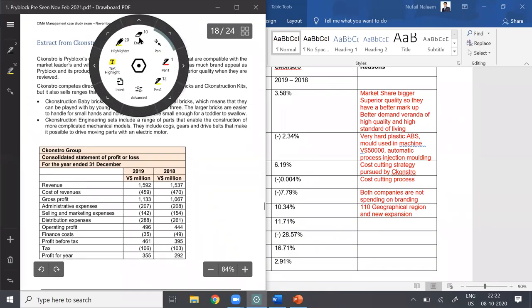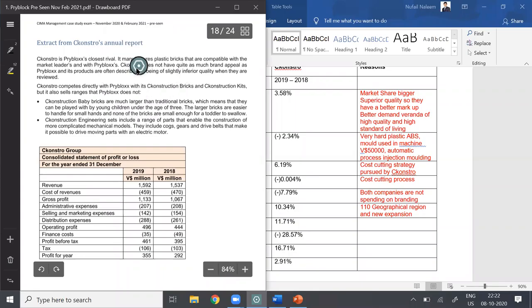Now students, in your SWOT analysis, can you just write baby bricks? Students, I'm asking you, at the moment, do we have baby bricks in our company? No, we don't have baby bricks. Because our age category starts from which age, students? Three. Construction baby bricks are much larger than traditional bricks, which means they can be played by young children under the age of three. The larger bricks are easier to handle for small hands, and none of the bricks are small enough for toddlers to swallow.